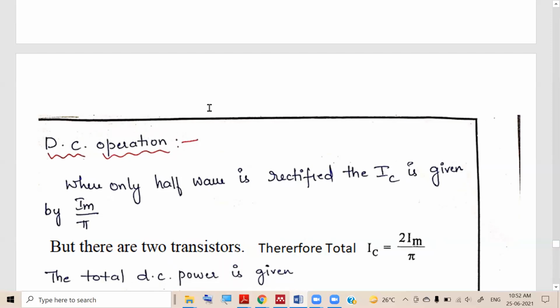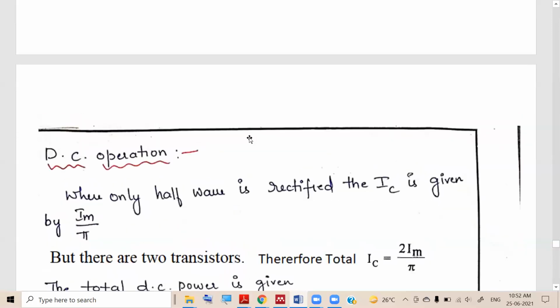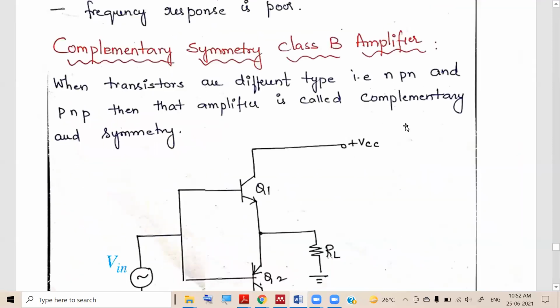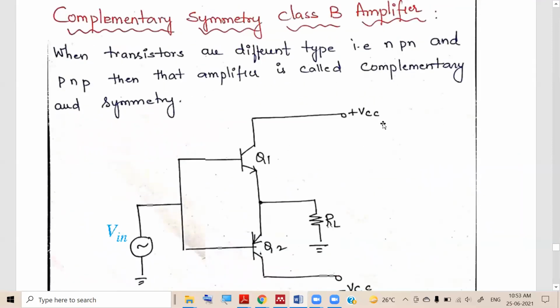Output AC power by input DC power. Very good. So now what we are trying to do is find the input DC power. What will be the input DC power? The input DC power will be the DC input voltage multiplied by the DC input current.